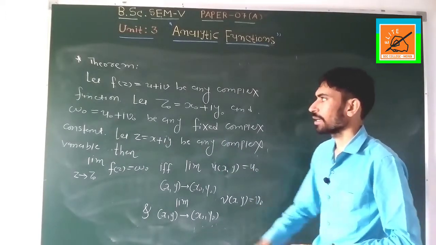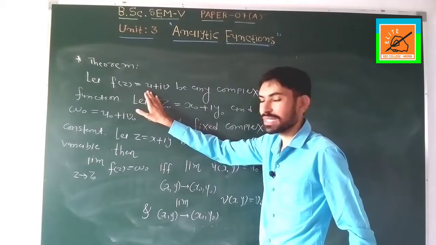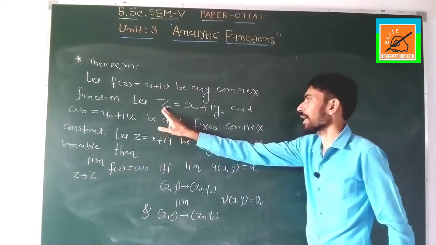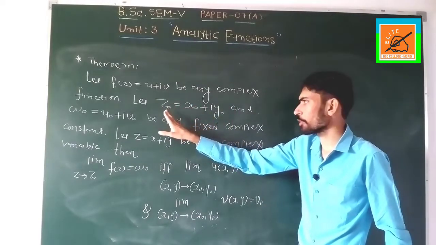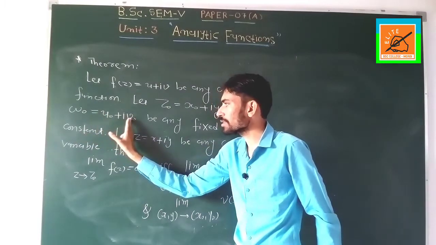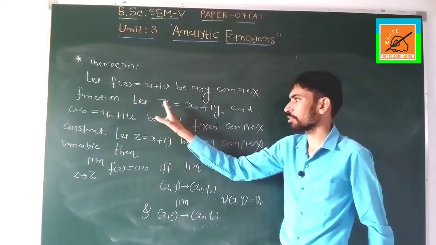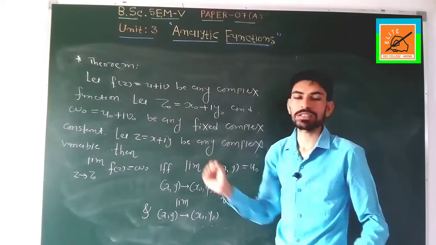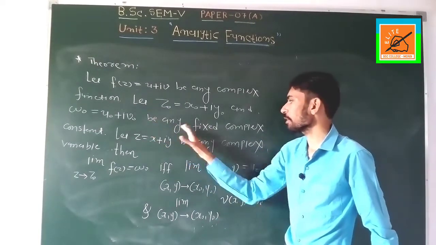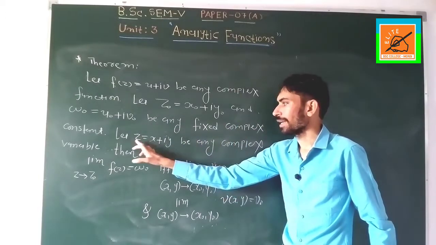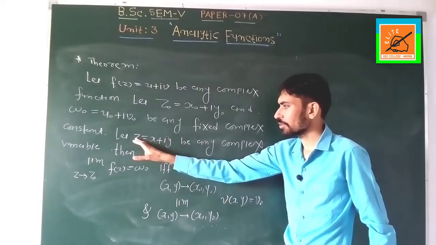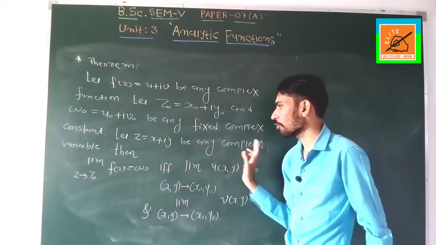What is this statement? Let f of z is equal to u plus iv be any complex function and let z0 and w0. So z0, as we know, is denoted by x0 plus iy0 and w0 is denoted by u0 plus iv0, meaning our z0 and w0 are both complex constants, meaning some complex numbers which are fixed, be any fixed complex constant. Let z is equal to x plus iy. As we know, this z denotes the variable. So z is equal to x plus iy be any complex variable.